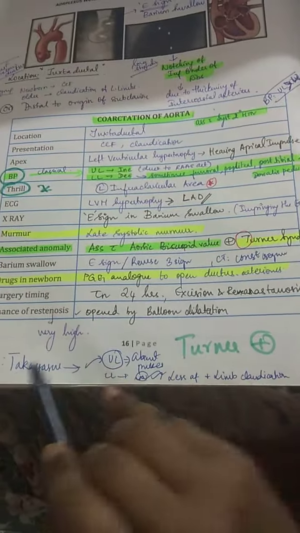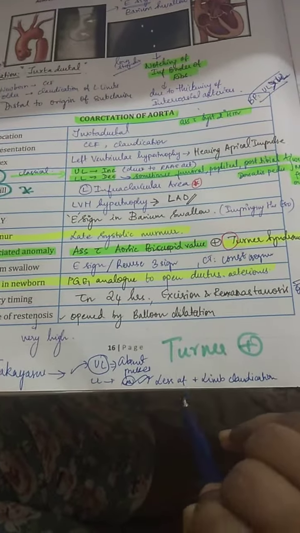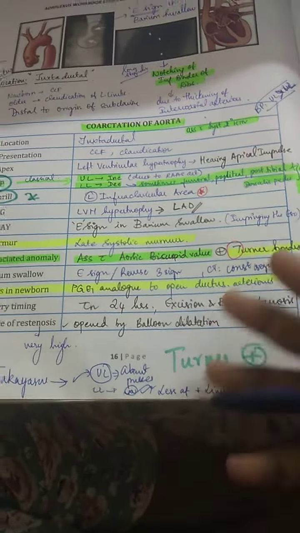In case of Takayasu arteritis, you'll have absent pulses in the upper limb, and in the lower limb you'll have claudication. But in coarctation, in the upper limb you'll have increased BP. So that is the difference.